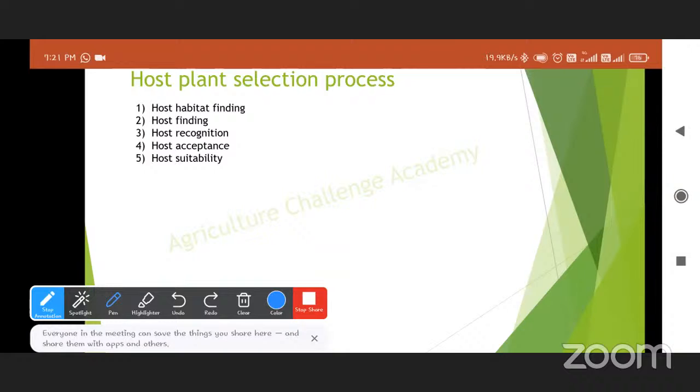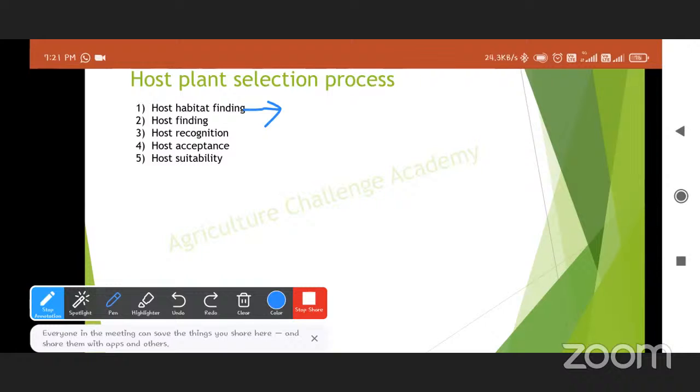So you should remember this whole thing step by step. The whole process of host plant selection always proceeds in these steps only. There is never any variation from the sequence of these steps. The first one is host habitat finding.